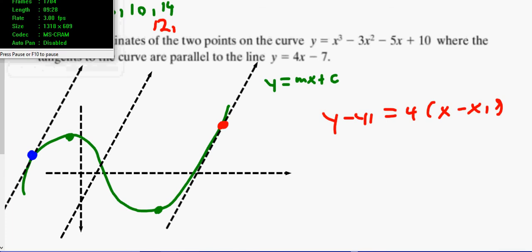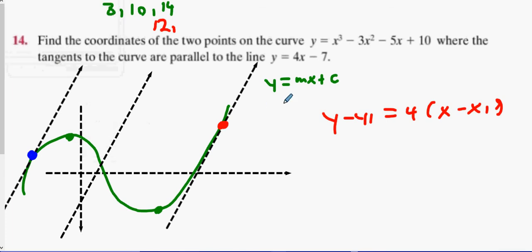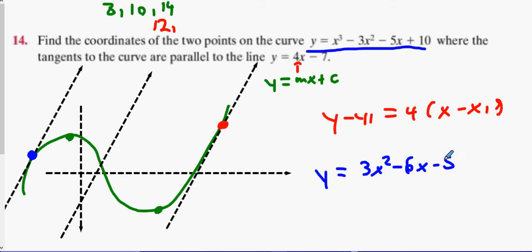Yeah, I'll come in behind you. All right. So because y equals mx plus c, we know the slope of the tangent has to be 4, which gives us the equation y minus y1 equals 4 into x minus x1. Now we have to find the 2 x values and 2 y values which are crosses. Differentiate the formula once, and you get dy/dx equals 3x squared minus 6x minus 5. You want the slope to equal 4, so you put equals 4 over the other side.